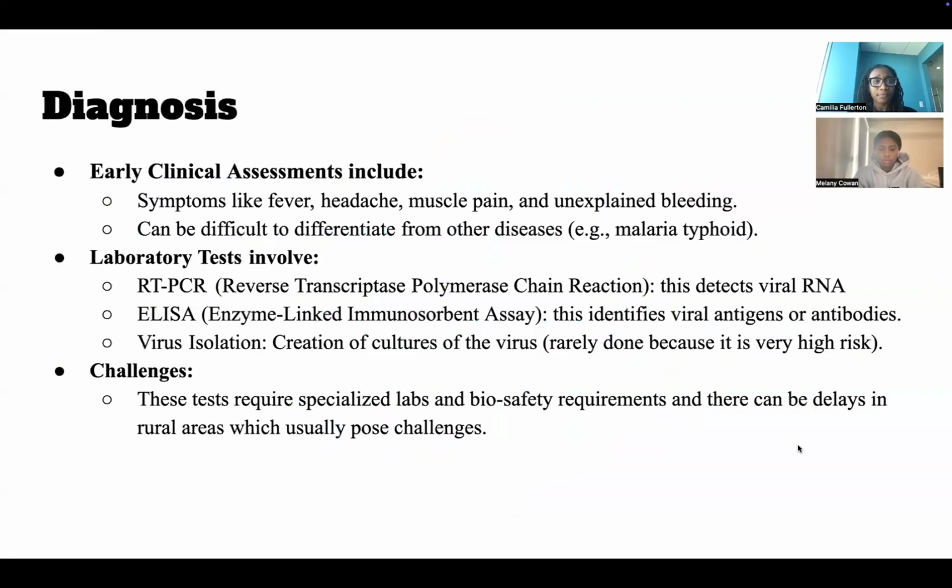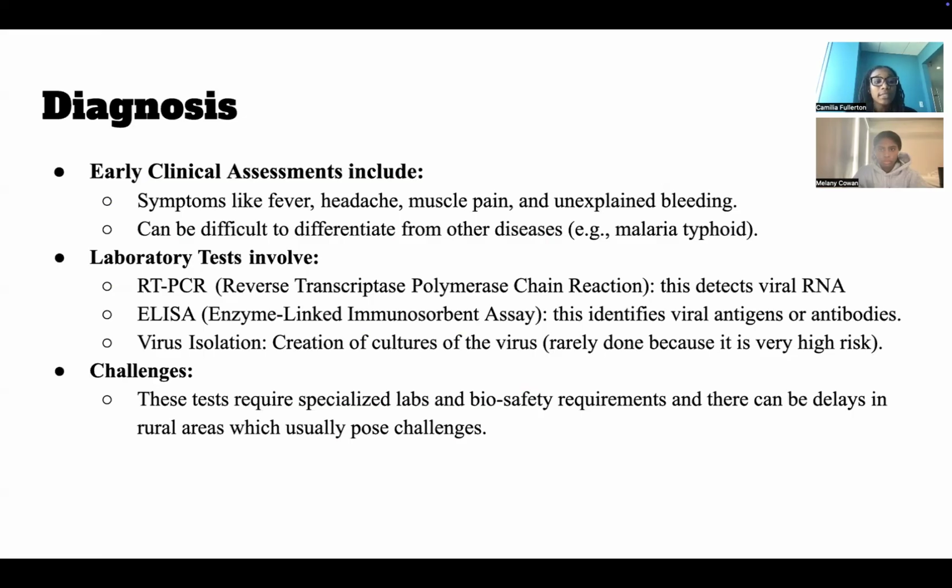So here we have diagnosis. Early clinical assessments include symptoms like fever, headache, muscle pain, and unexplained bleeding. It can be difficult to differentiate from other diseases like malaria and typhoid.